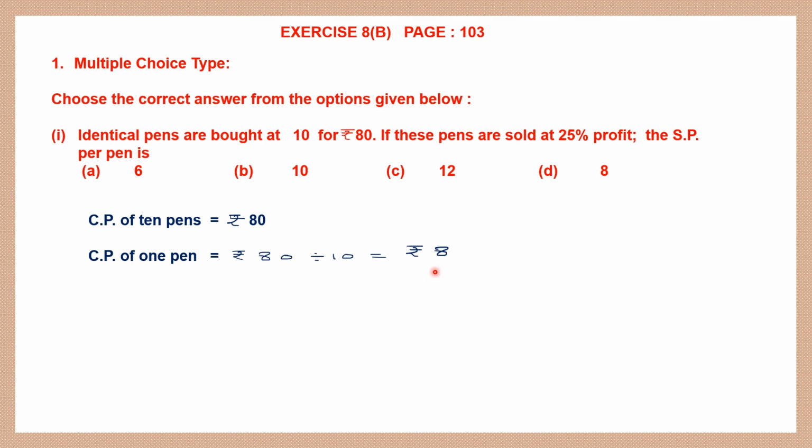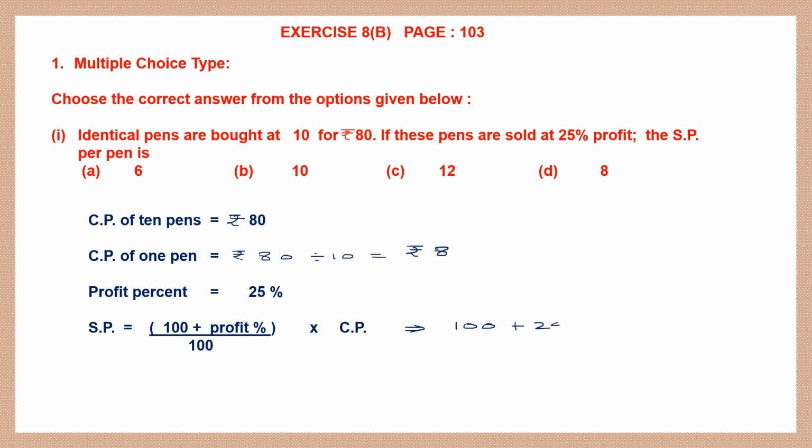So now we've got the cost price of 1 pen and we have the profit percent, and the profit percent is 25%. Now to find the selling price, let's apply the formula we just learned. So that will be 100 plus profit percent divided by 100 into the cost price. So let's substitute here. So this will be 100 plus profit percent, 25%, divided by 100 into cost price, and cost price we found out to be 8. So this is now equal to 100 plus 25 is 125 divided by 100 into 8.